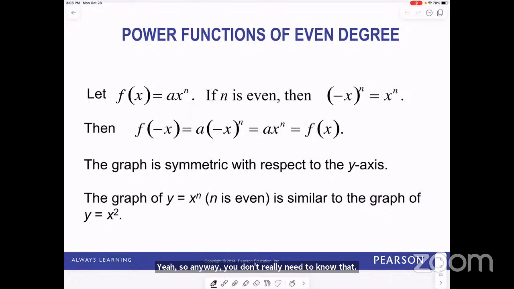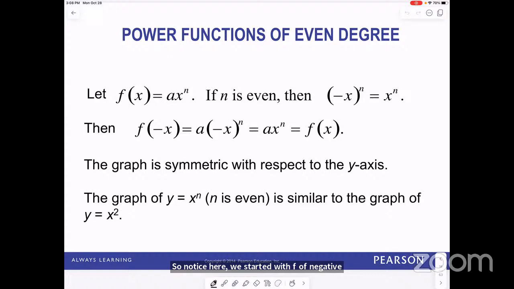So given a power function, if n is even, then a negative x quantity to the power of n, if we're raising it to an even power, then the negative goes away and it becomes positive. So then if we evaluate f of negative x, we're going to have a times the quantity negative x to the power of n, but n is even, so the negative is gone. So now we have ax to the n, which is the original f of x.